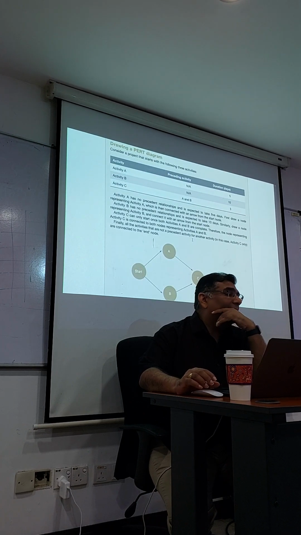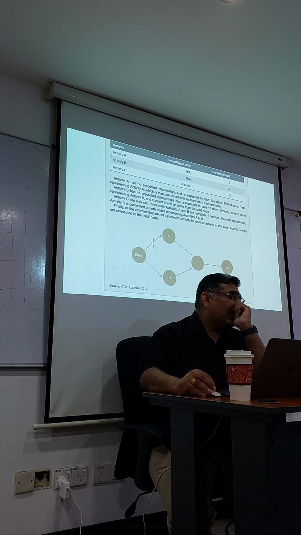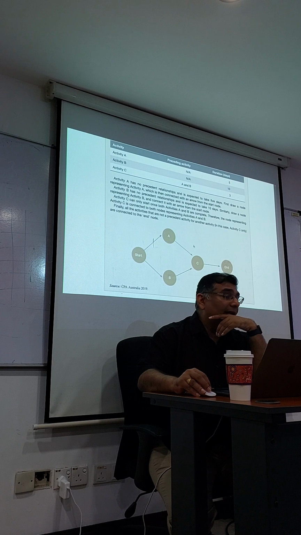Now, drawing a PERT diagram. Let's say you draw a PERT diagram. How do you draw the PERT diagram? This is the way you draw the PERT diagram. Preceding, none. None. Activity C is A and B. Here's 5 days, 10 days, 3 days. Alright? So, when you draw this, start, go A, go B. A, B. And C is going to have both of them join together again.